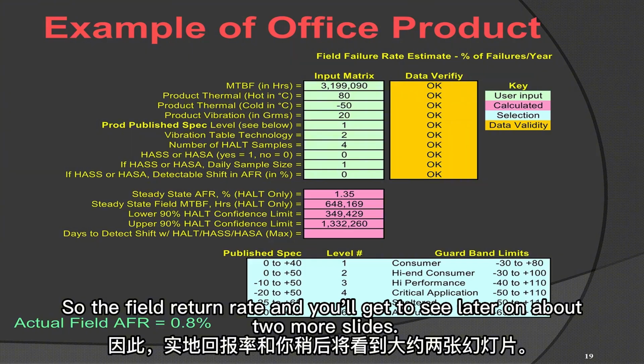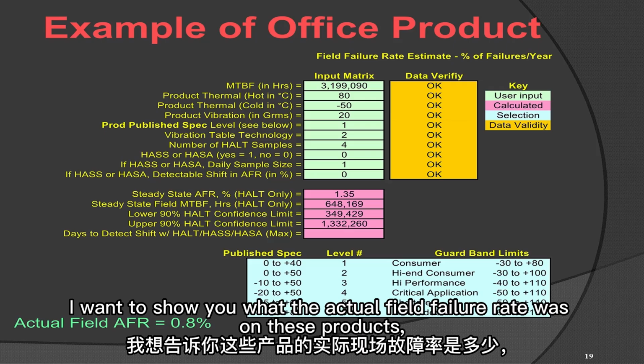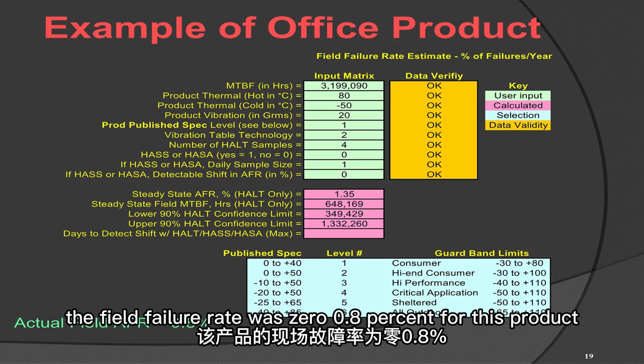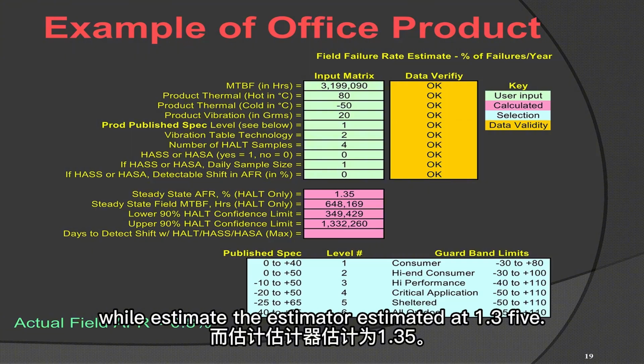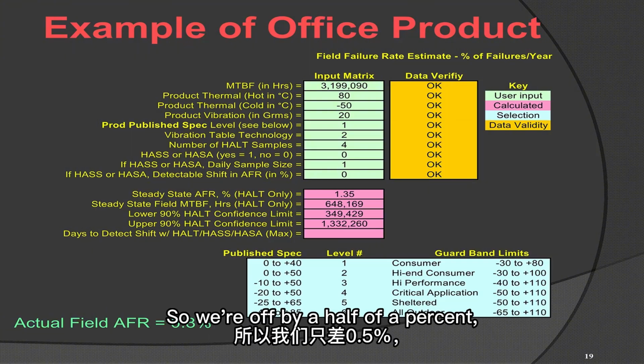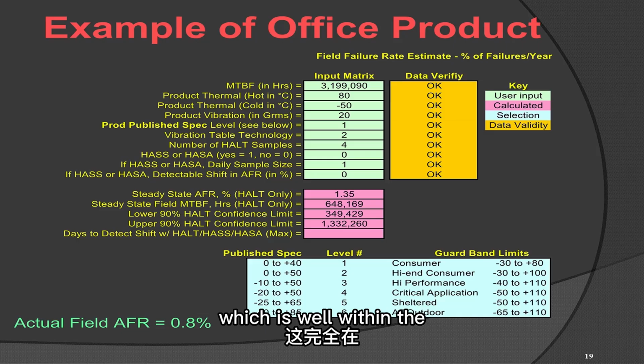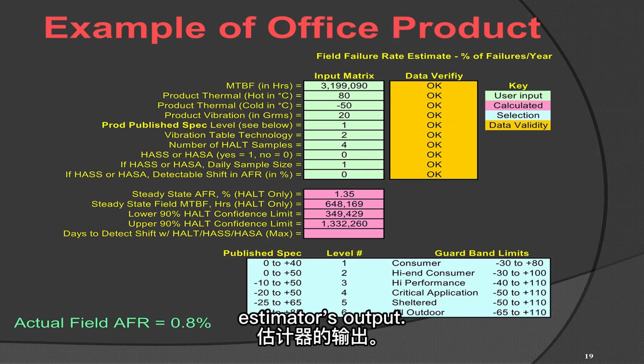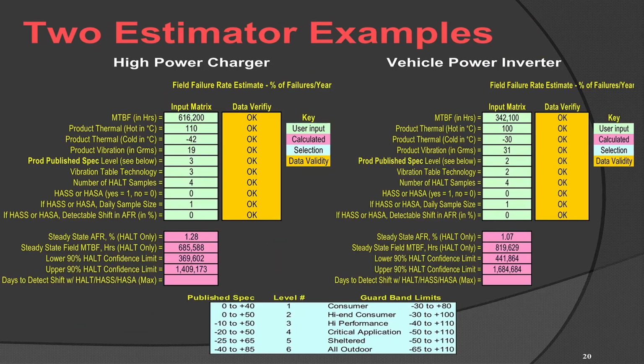So the field return rate, and you'll get to see later on in about 2 more slides, I'm going to show you what the actual field failure rate was on these products. So in this particular product down at the bottom, the field failure rate was 0.8%, while the estimator estimated 1.35. So we're off by 0.5%, which is well within the objective that I had set forth when I developed this model of being within 1% of the estimator's output. Okay, next.